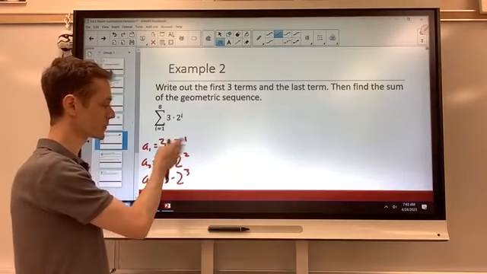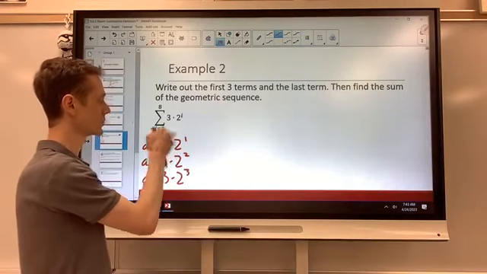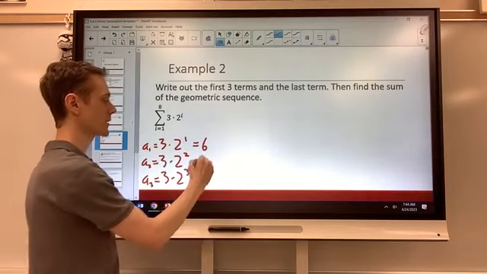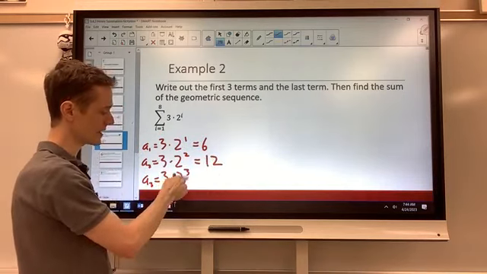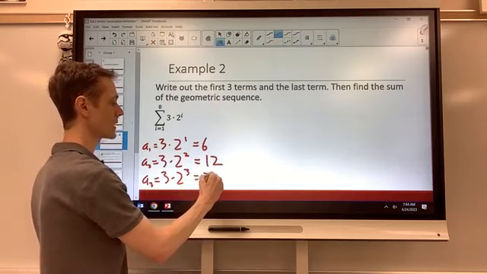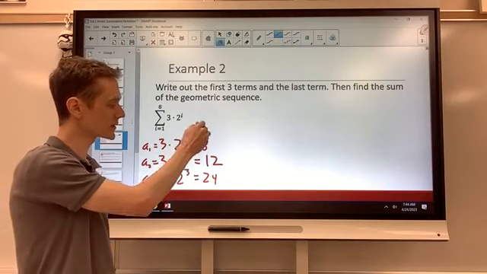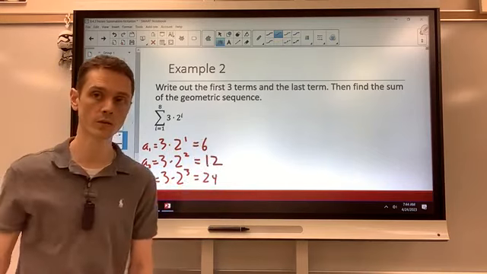Well, remember to do the exponent before you multiply. So in this case, I have 2 times 3 is 6. And then here I have 4 times 3 is 12. And then here I have 8 times 3 is 24. Now you can tell that this is a geometric pattern because it seems to be multiplying by 2 to go from one term to the next.